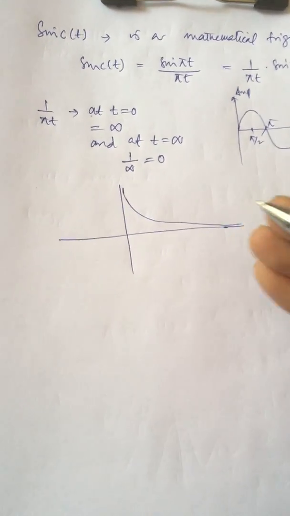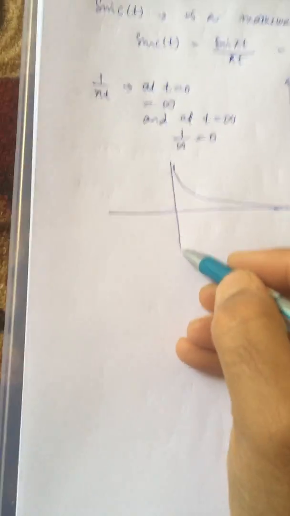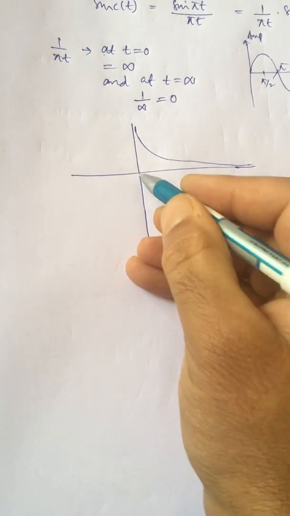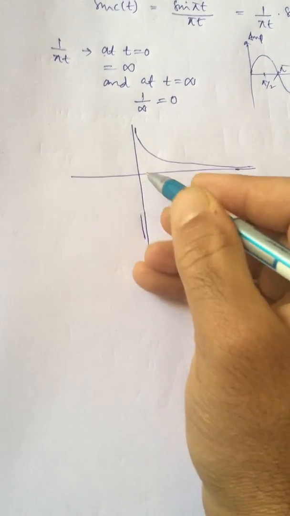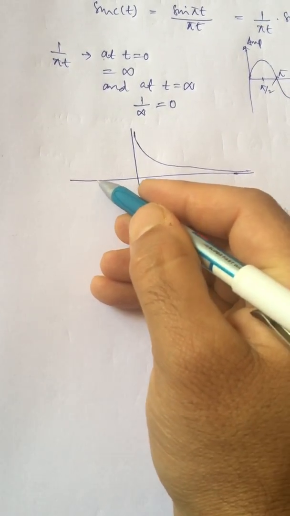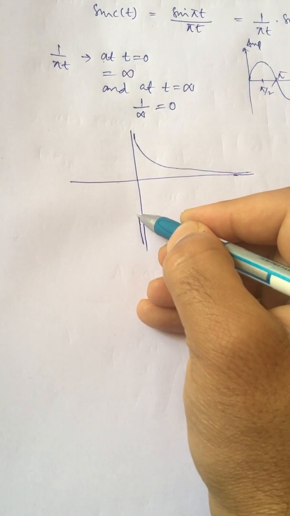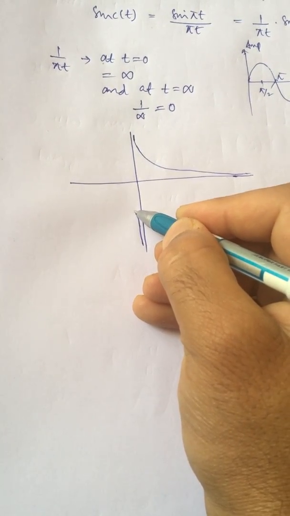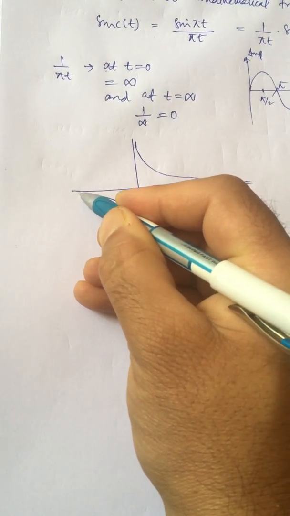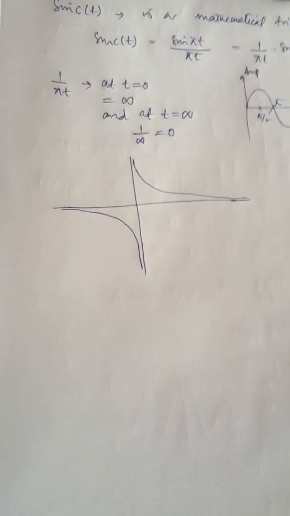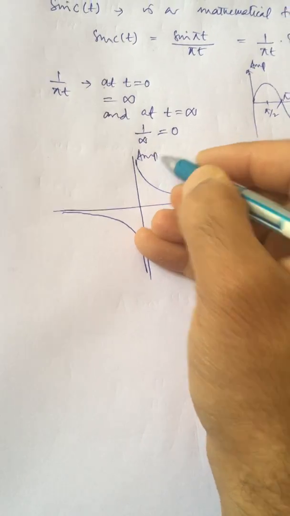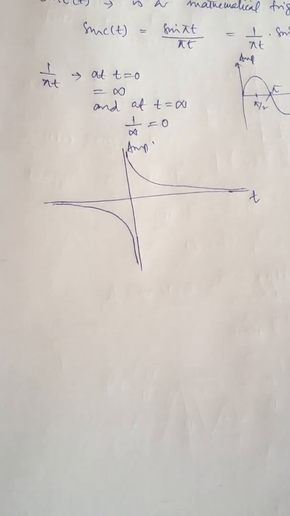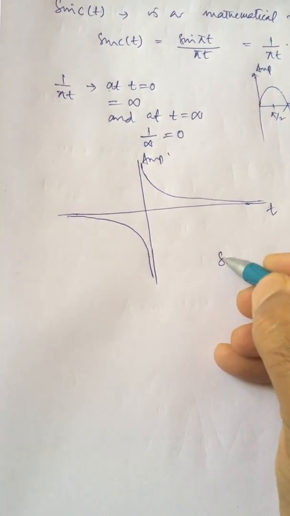Okay, so if we take the negative values of t, again at 0 it will be infinity, and as we move ahead in a negative direction it will tend to be 0. So this will be the graph of 1 by pi t.